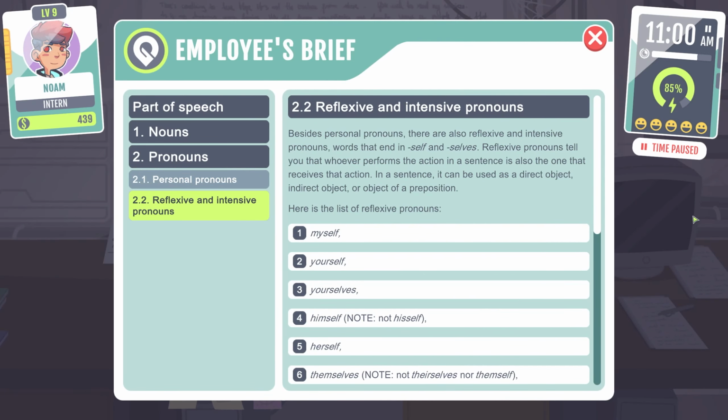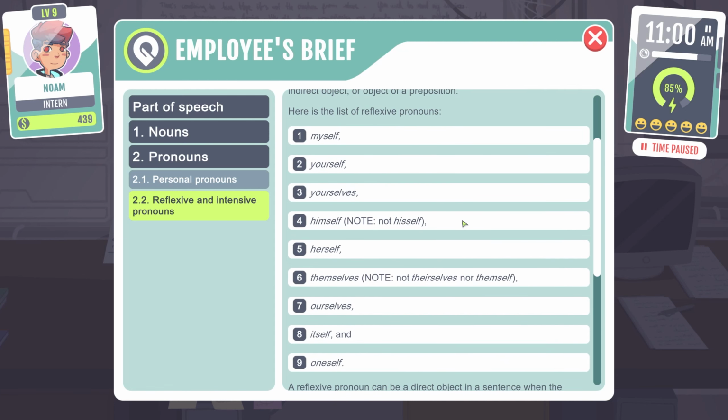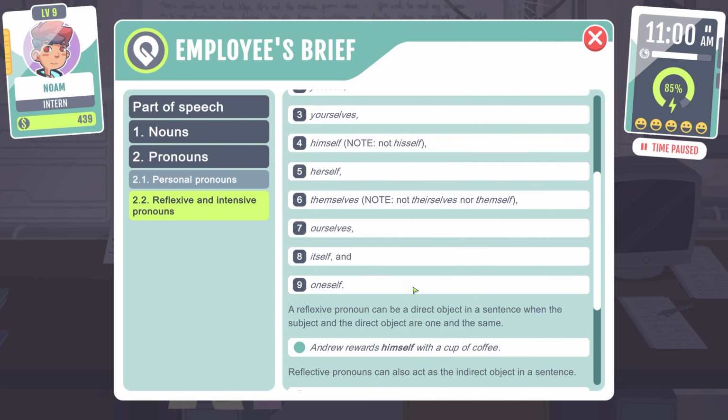Alright, reflexive and intensive pronouns. Besides personal pronouns, there are also reflexive and intensive pronouns, words that end in self and selves. Reflexive pronouns tell you that whoever performs the action in a sentence is also the one that receives that action. In a sentence, it can be used as a direct object, indirect object, or object of a preposition. Here is the list of reflexive pronouns. So I got myself, yourself, yourselves, himself, note not his self, herself, themselves, note not their selves or themself, ourselves, itself, and oneself.